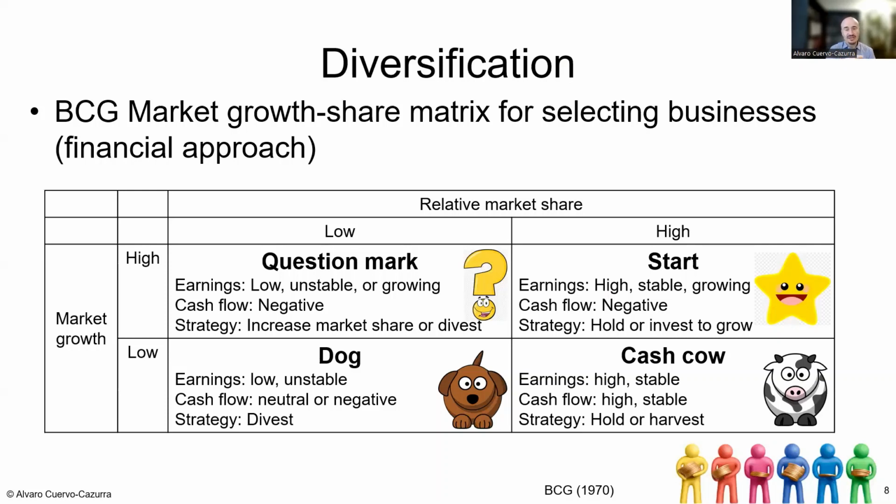Then finally we end up with what is called a dog. Market growth is very low. I am a very small player. The question here is, well, why do I want to be here? Maybe I should get rid of this particular business. So this is a relatively simple way of understanding how to manage diversification. Buy, sell, it's coming from finance. Take the money, put it there. What's moving around is money.